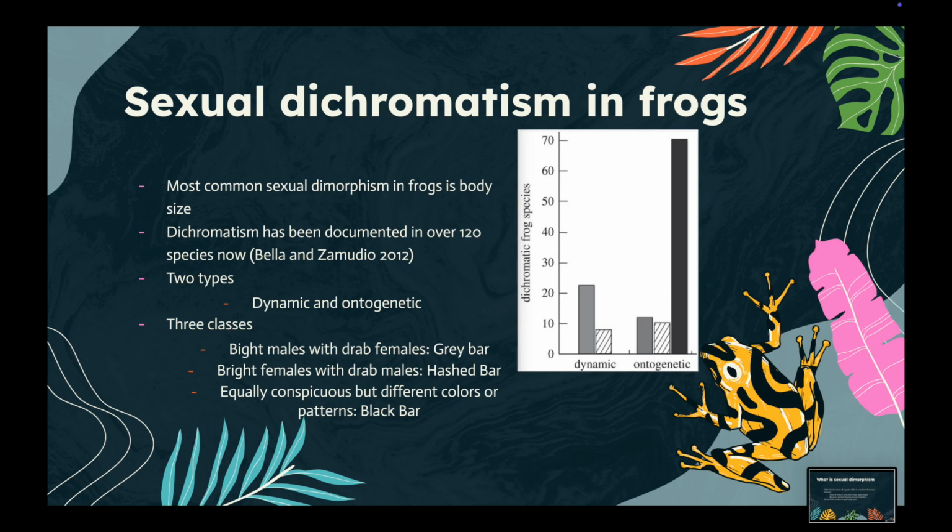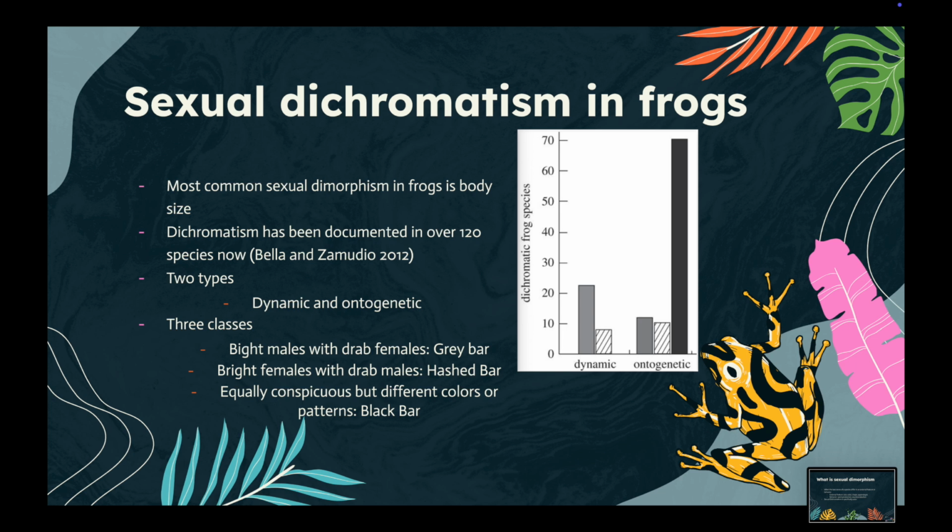Body size is the most prevalent form of sexual dimorphism in frogs, and sexual dichromatism was originally thought to be a lot more rare, but it has now been documented in over 120 species. And there are two types of sexual dichromatism in frogs. We will get into what these two types specifically mean, but there are also three different classes.